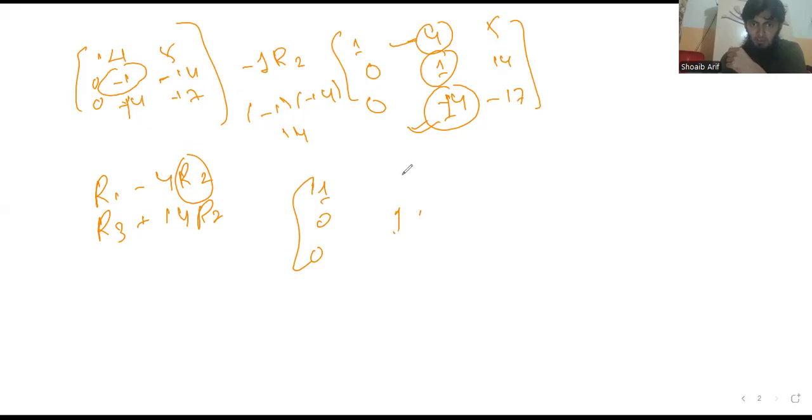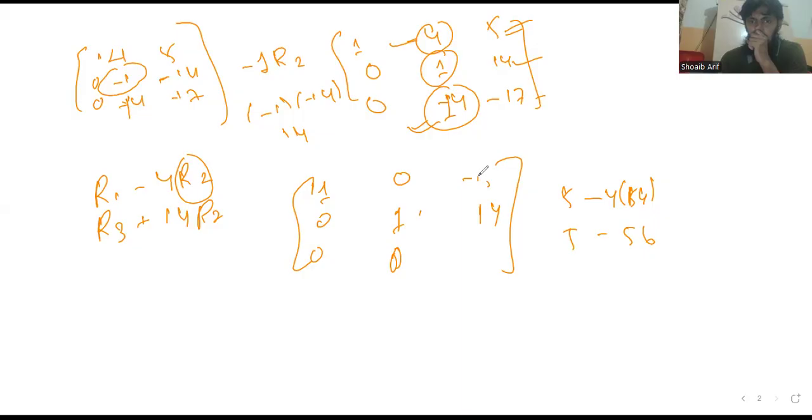This is 1 and this is 0, because of the operation, and we will write 14 as it is. So what is the value of here and here? For this, we apply this operation, 4 and 2 in the place of R2. We will substitute the R2 element at the bottom, 14. So 5 minus 4 into 14, 4 times 14 is 56, and then we will get minus 51 in the place of this.